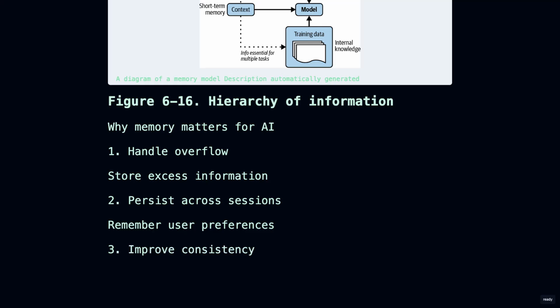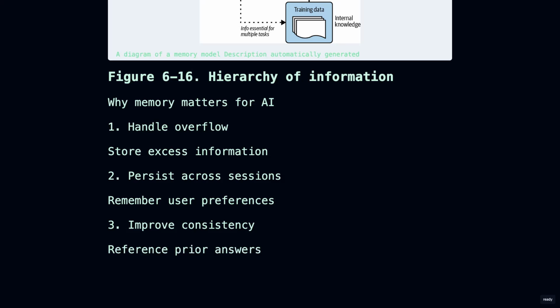The third benefit is consistency. When a model can refer back to earlier judgments, its later answers are more likely to stay aligned with its previous ones. This is especially helpful for subjective tasks. If the model remembers how it answered before, it can calibrate its next response instead of drifting.